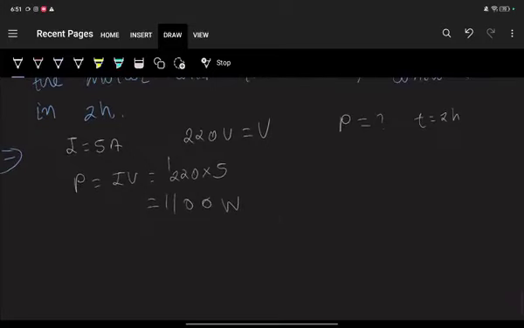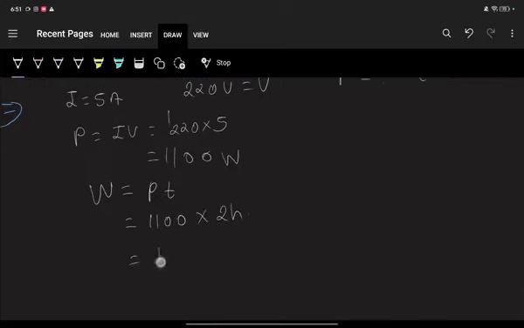So electrical energy will be what? P into T, power into time. Power is 1100 watt into time is 2 hours. So 1100 into 2 hours, which is 2200 watt hour.